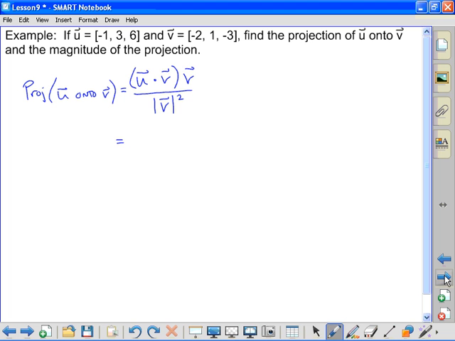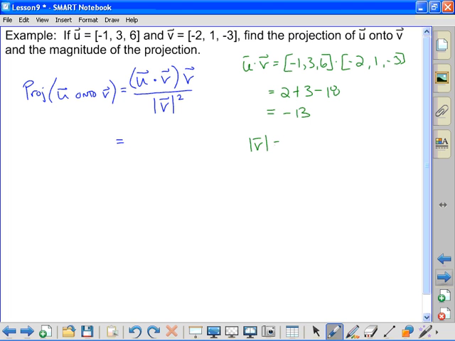So off to the side here, I'm going to do some side calculations. I'm going to calculate u dot v off to the side. You can do it all in the formula. It's whichever you're more comfortable with. And -2, 1, -3. So that gives me 2 plus 3 minus 18. So that gives me -13. So -13 is u dot v.